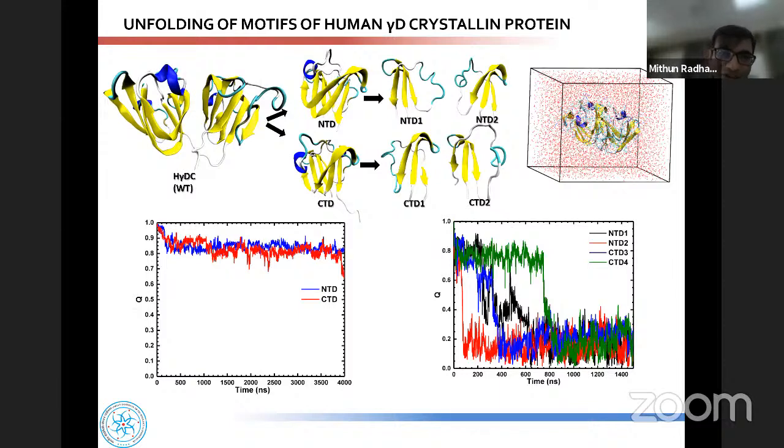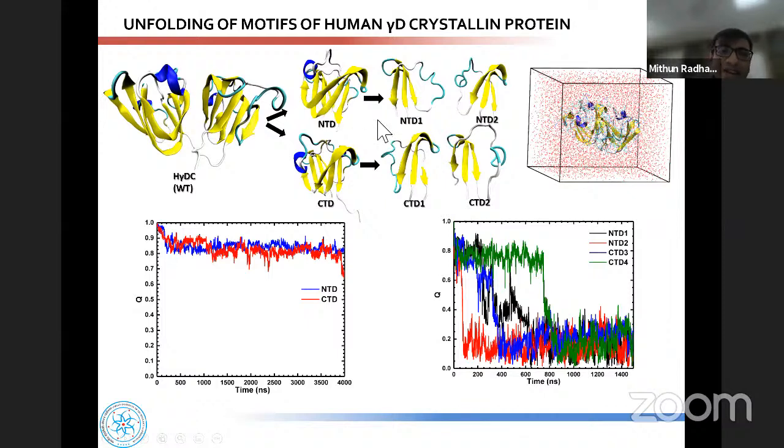So we are currently working on studying aggregation of this cataract protein. All this is molecular dynamics simulation. What I just want to prove is that this is not just a model, which is sort of an artifact of some model. These are commonly seen. So this is the structure of human gamma D crystallin, the wild type. It's made up of two domains. One is my NTD, the other is my CTD.